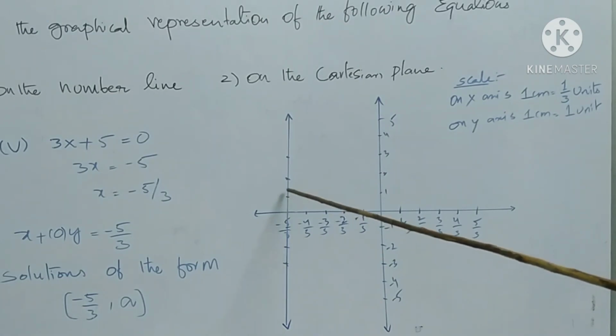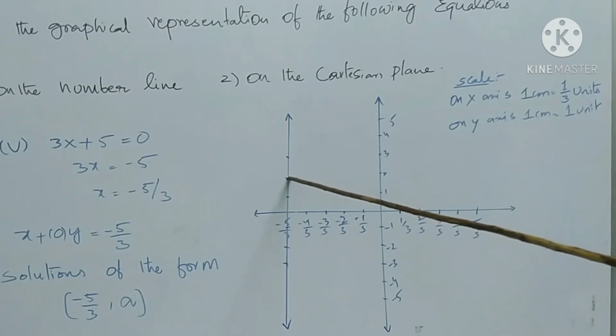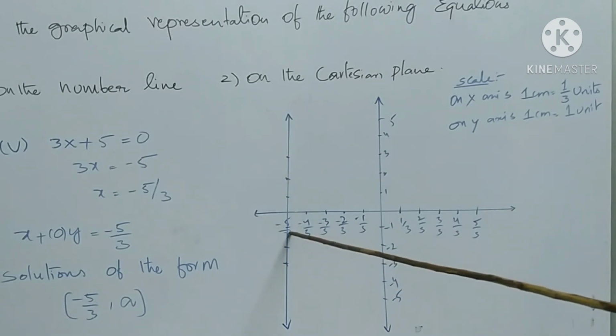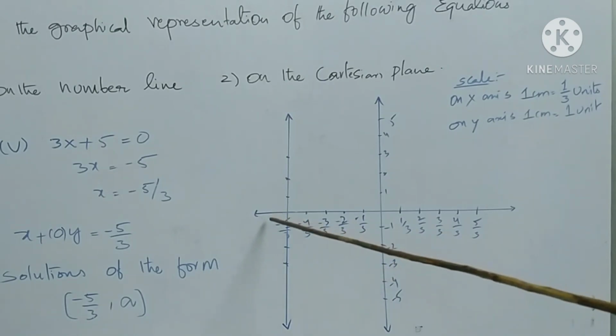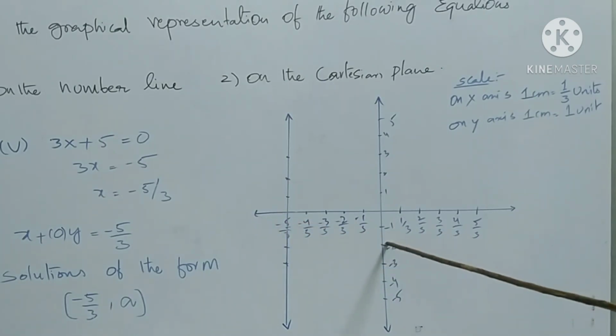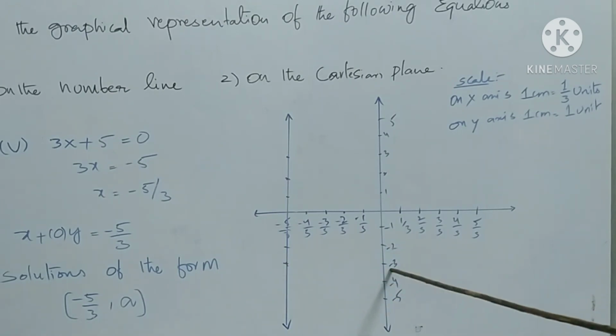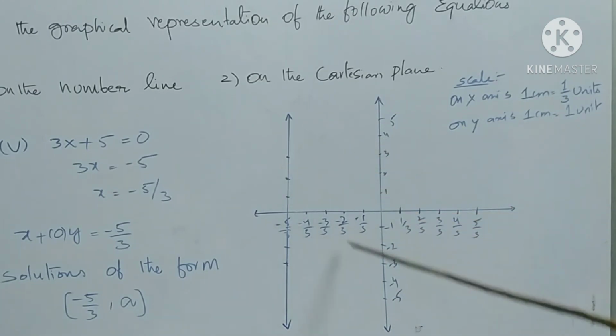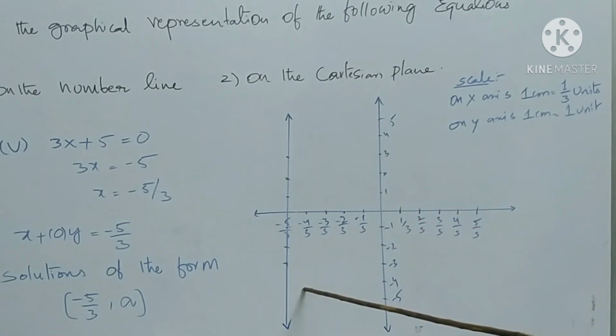Minus 5 by 3 comma 1. This one is minus 5 by 3 comma 2. This one is minus 5 by 3 comma 3. Here is also minus 1, this is minus 1, minus 2, minus 3. The points minus 5 by 3 comma minus 1, minus 5 by 3 comma minus 2, minus 5 by 3 comma minus 3. So this line is parallel to the y axis and it is equidistant from the y axis.